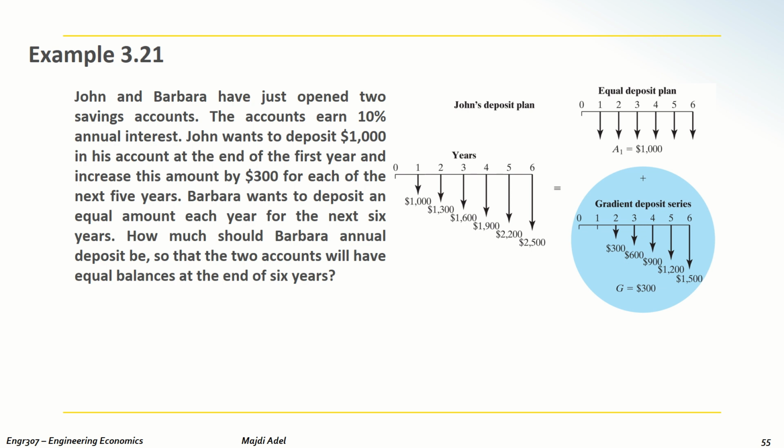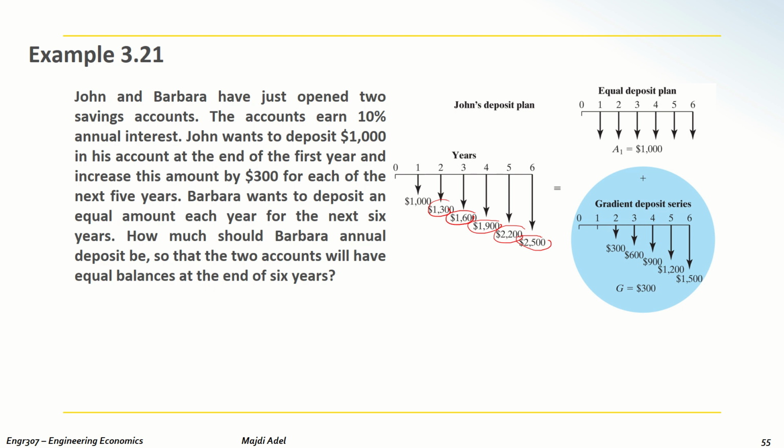Okay, John wants to deposit $1,000 in his account at the end of the first year and increase it by $300 for the remaining 5 years. بده يحط في أول سنة $1000، بعد هيك راح يزيد كل سنة $300. يعني السنة الأولى the first year he is going to put 1000. The second year he is going to put 1300. Third year 1600. Fourth 1900, 2200. And at the sixth year he's going to deposit $2,500.